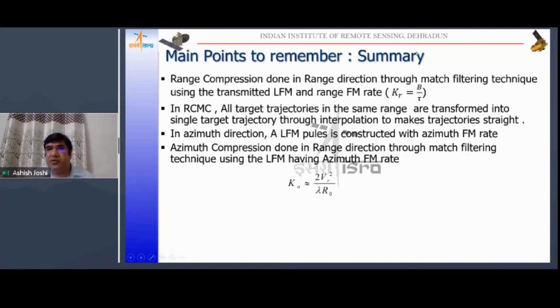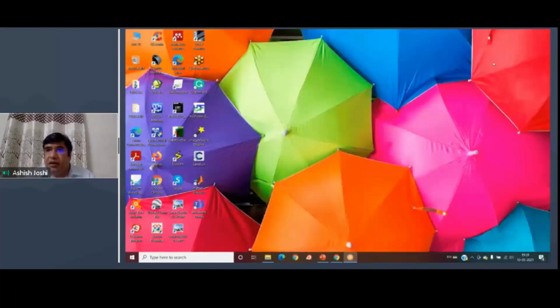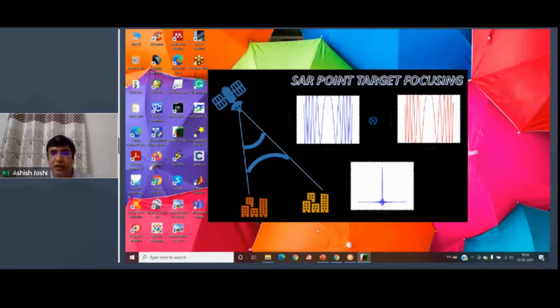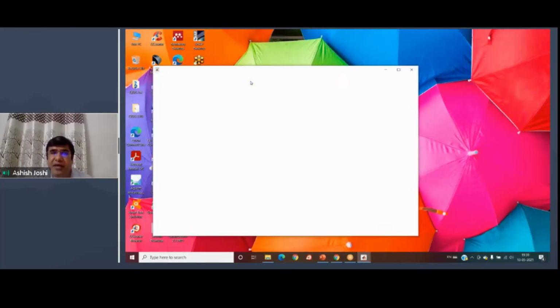Now I will show a demo of SAR signals. This is an application developed by IIRS Dehradun, just to show how the SAR parameters look and how we can derive them.